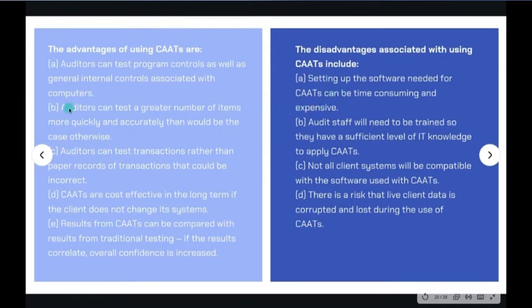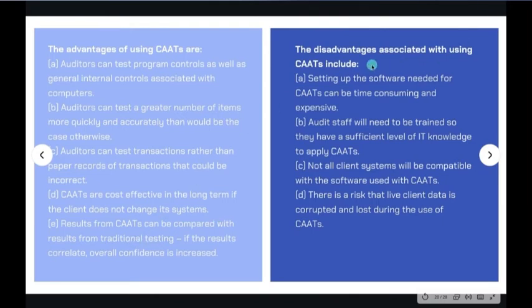The first advantage is that auditors can test program controls as well as general internal controls associated with computers. The second one is that auditors can test a greater number of items more quickly and accurately than would otherwise be the case. Auditors can test transactions rather than paper records of transactions that could be incorrect, and CAATs are cost-effective in the long term if the client doesn't change its systems.